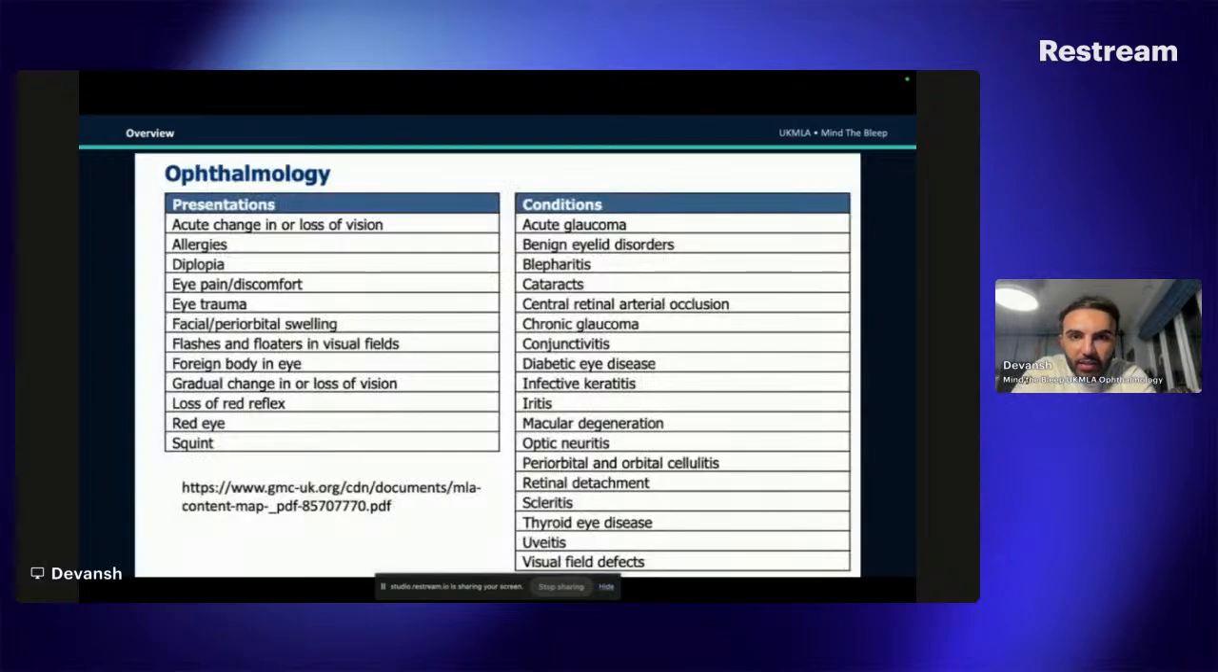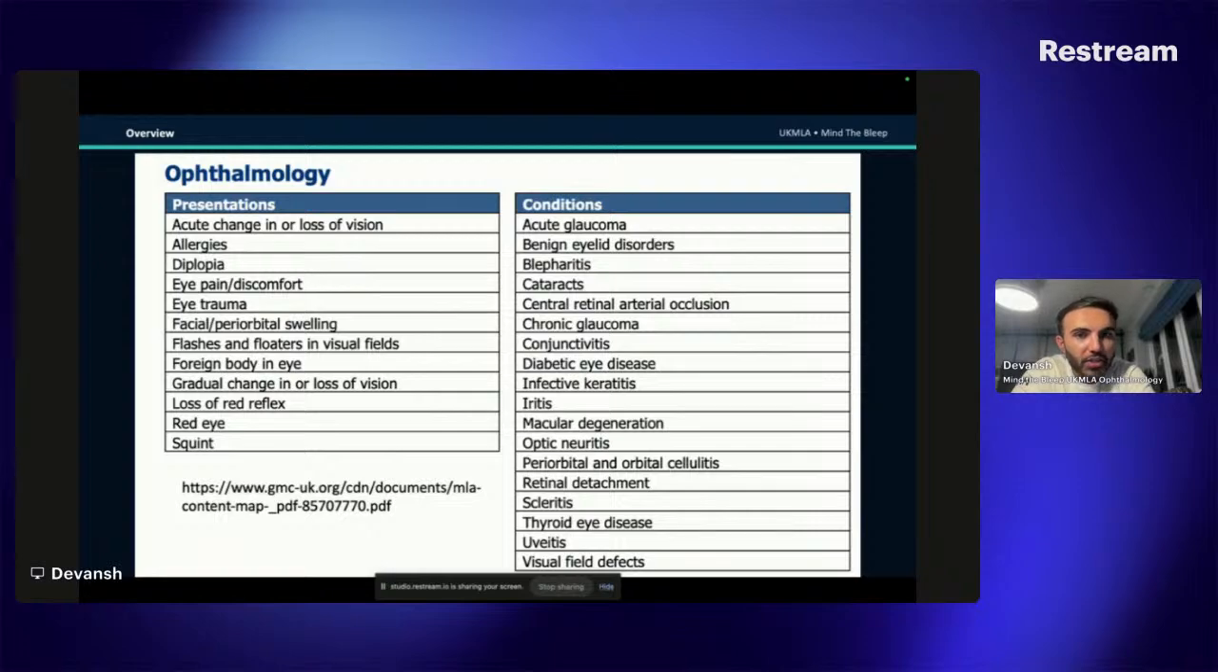If anyone hasn't seen this, you can access it using the link that I've provided here. So this is from the official curriculum map for ophthalmology, for the UKMLA, in fact. It's got a section on each specialty, including ophthalmology, as you can see here. So this is quite comprehensive, and this is what I would use to kind of tailor your revision based on, as these are the high yield conditions and presentations that you're going to be assessed on.